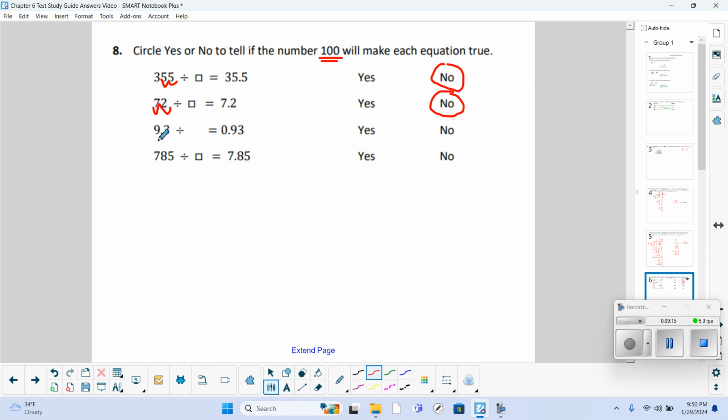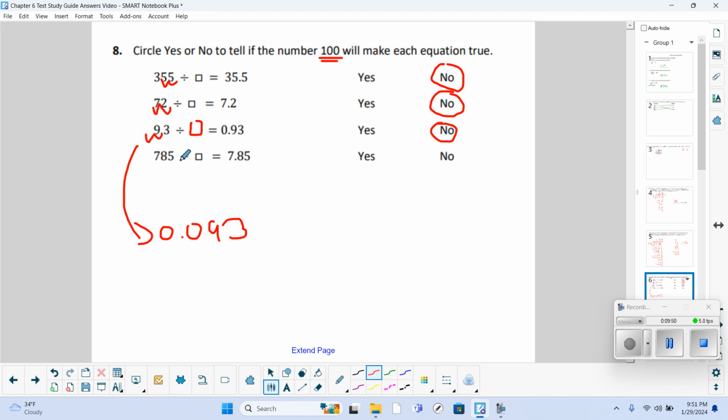Here, there should be an empty box here. Little mistake I made. 9.3 divided by 100 would mean I move the decimal 1, 2 spaces. So I'd have to fill in a 0 here. So I'm actually going to write that here so you can see. So that would be 0.093, which is not the same as 0.93. There's another 0 before the decimal place. So this is another no.